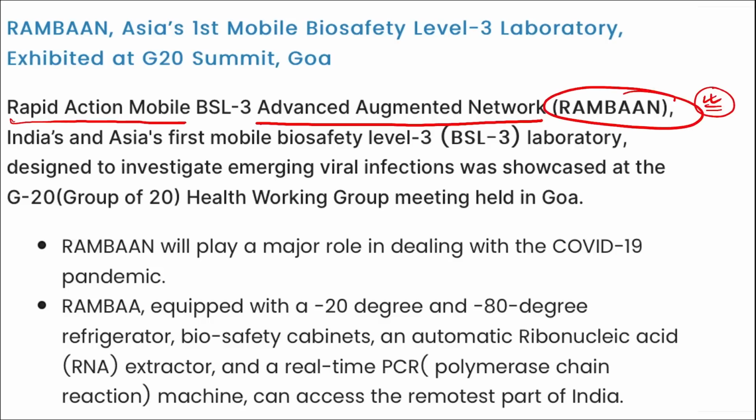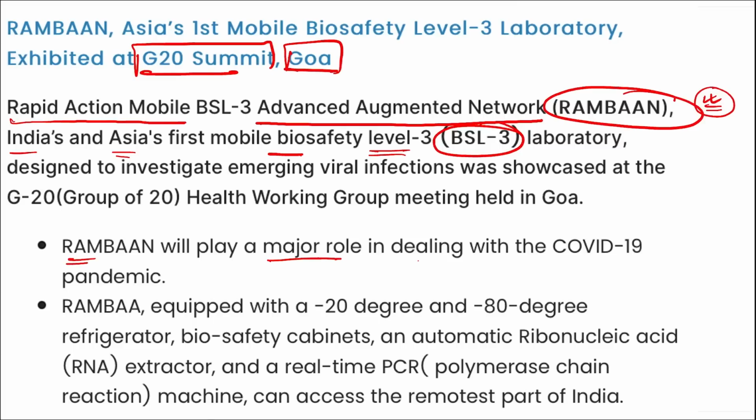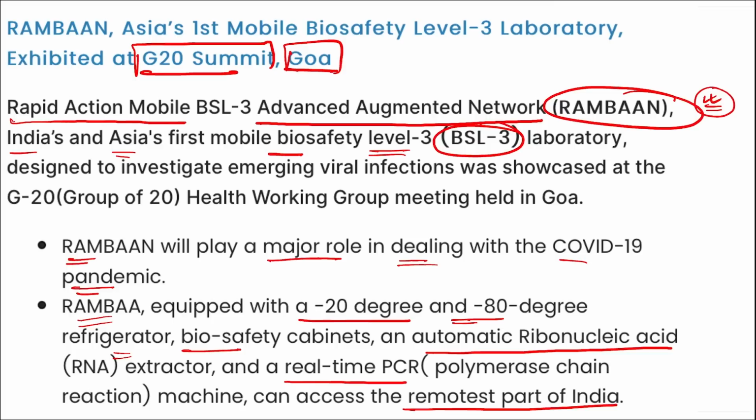India's and Asia's first mobile biosafety level 3 laboratory, that is BSL-3. Now it is saying that this was exhibited where? At the G20 summit, and this G20 summit was held at Goa. Here RAMBAN will play a major role in dealing with the COVID-19 pandemic, and it is equipped with a -20° and -80° refrigerator, biosafety cabinets, automatic ribonucleic acid extraction and real-time PCR machine that can access the remote parts of India. So this RAMBAN was exhibited during the G20 summit at Goa, and it is Asia's first mobile biosafety level 3 laboratory.